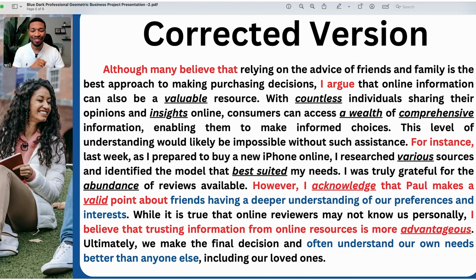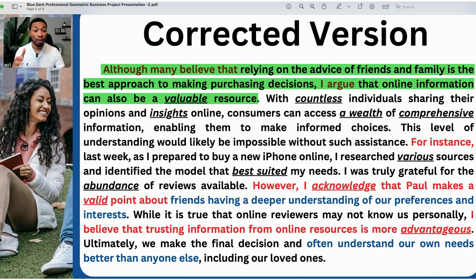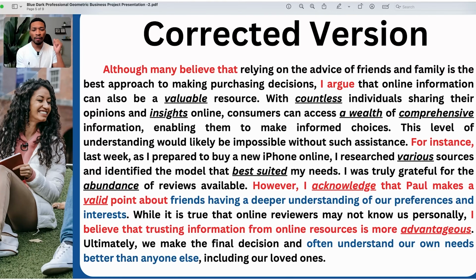Notice what it says. "Although many believe that relying on the advice of friends and family is the best approach to making purchasing decisions, I argue that online information can also be a valuable resource." So, can you see a clear opinion from the writer here? Valuable information online is the best way to go, he's saying. Now let's see the explanation.